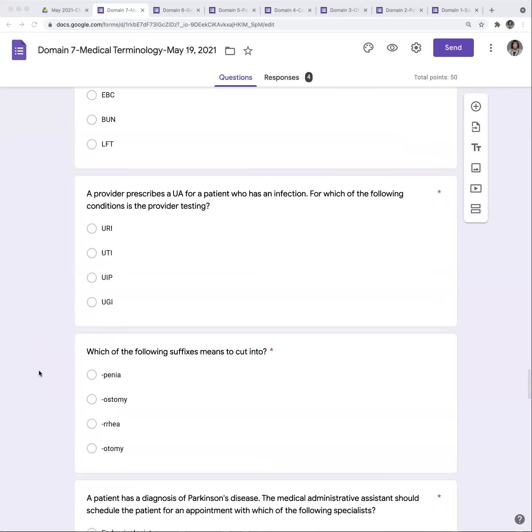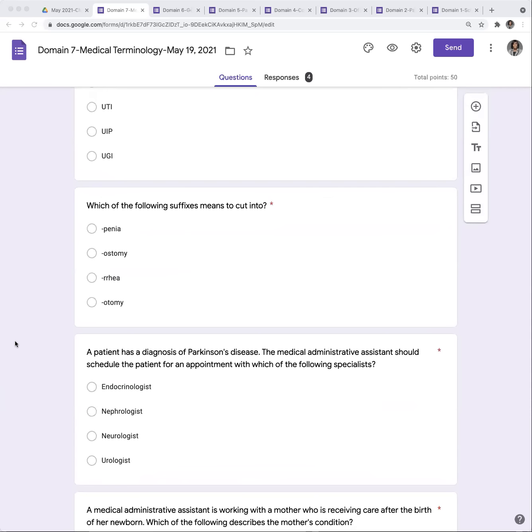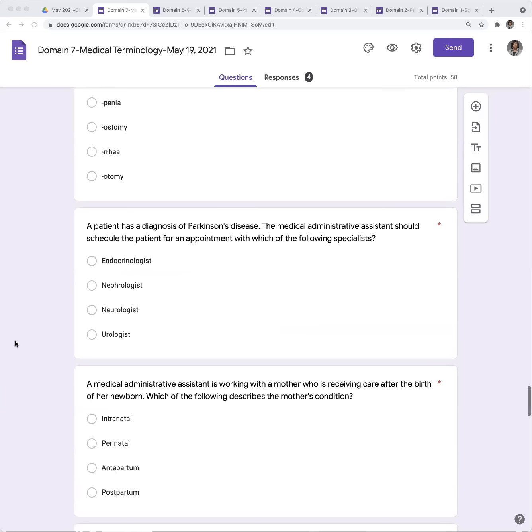A provider prescribes a UA for a patient who has an infection. What condition are they potentially testing for? A UTI. Which of the following suffixes mean to cut into? OTOMY. All right. A patient has Parkinson's disease. MAA should schedule the patient for which of the specialists? Neurologist.